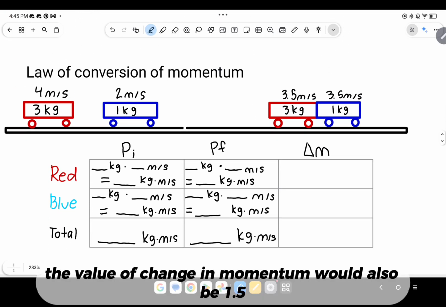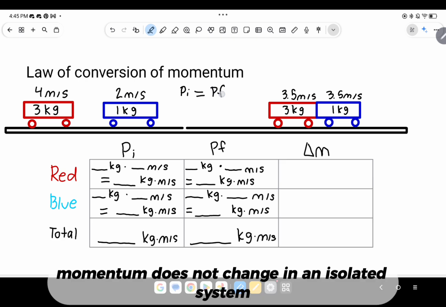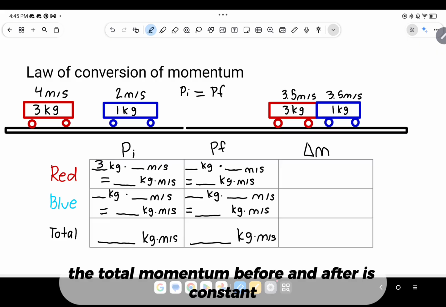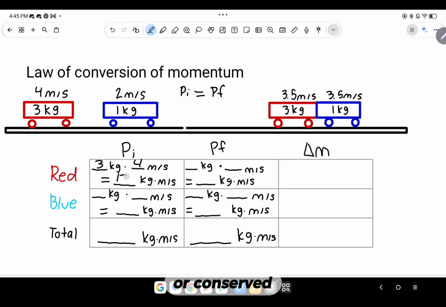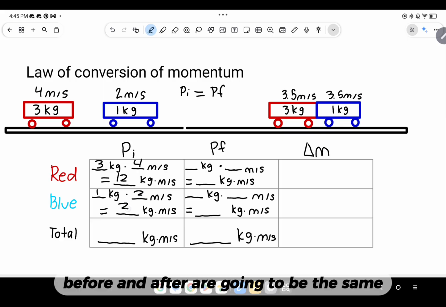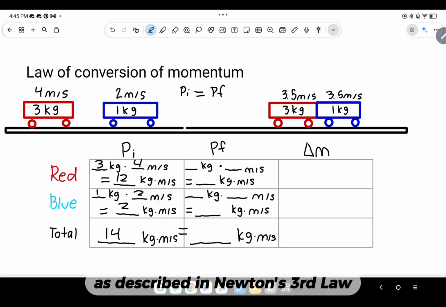The value of change in momentum would also be 1.5. As we know from the law of conservation of momentum, momentum does not change in an isolated system. This means that during a collision, the total momentum before and after is constant or conserved. This means that the magnitude of the forces before and after are going to be the same because it is an equal and opposite reaction as described in Newton's third law.